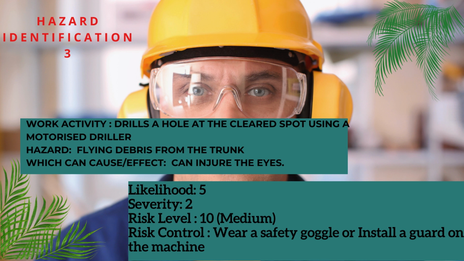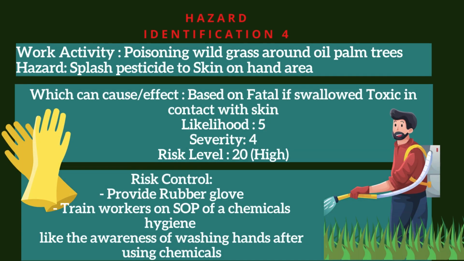Hazard identification 3. Work activity: drills a hole at the cleared spot using a motorized driller. Hazard: flying debris from the trunk, which can cause a slash effect, can injure the eyes. Likelihood, 5. Severity, 2. Risk level, 10, medium. Risk control: wear a safety goggle or install a guard on the machine.